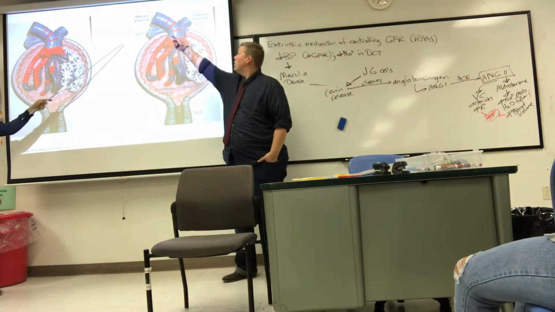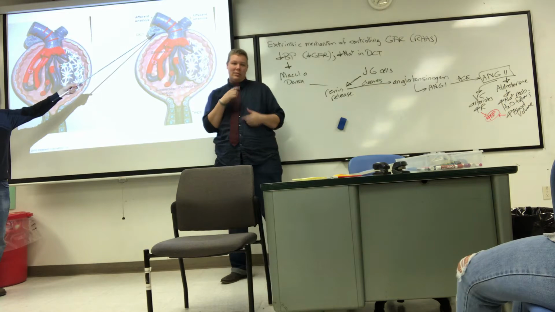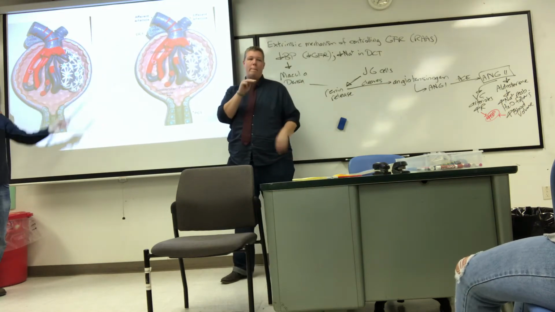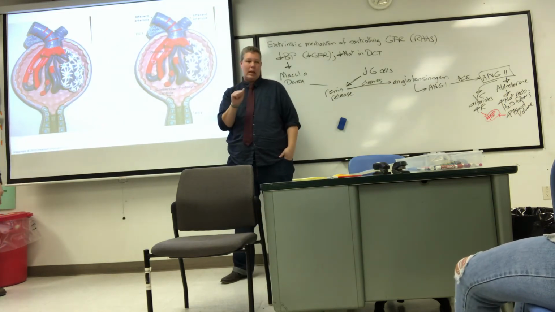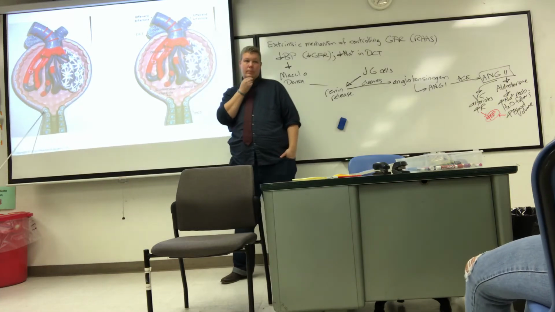Okay. Now here, the model maker, I didn't make this slide. I would not call that DCT. What would I call it? Macula densa. And so know that. Okay. And so that's the vascular pole. That's the tubular pole.